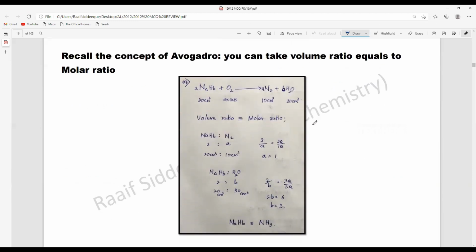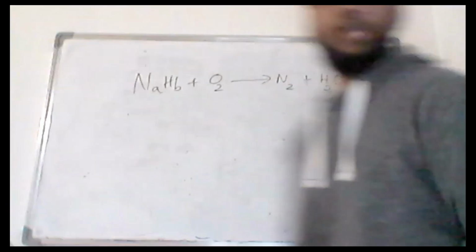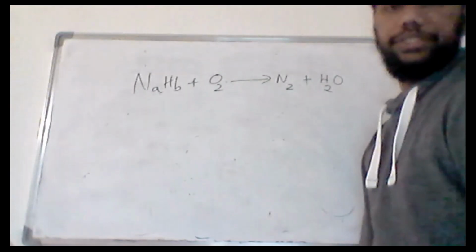The first thing that you have to do is write down this equation: NaHB plus O2 will give N2 plus H2O. The second thing is to balance the equation.